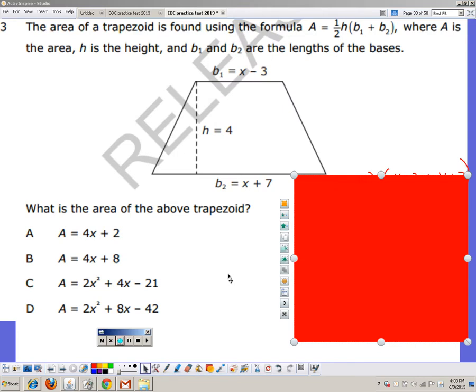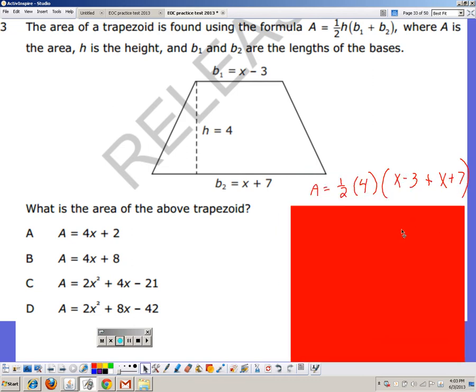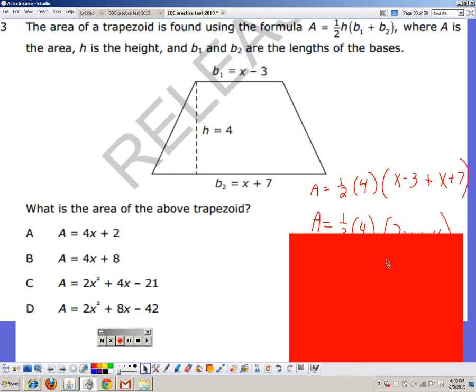In problem 33, we have a trapezoid, and they give us the formula, 1/2 h parentheses b1 plus b2, and they want us to find the area. So we're just going to plug everything in to the formula. So area equals 1/2, they tell us the height is 4, and b1 is x minus 3 plus b2, which is x plus 7. We're going to combine like terms in the last parenthesis. So we get A equals 1/2 times 4. And when we combine like terms, x plus x is 2x, minus 3 plus 7 is a plus 4.